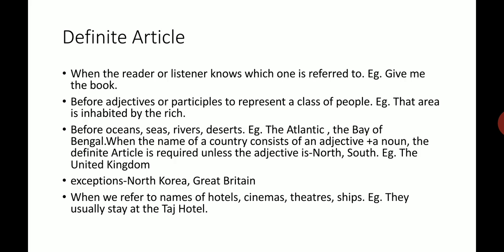Now there are exceptions to this. For example, we never say the North Korea, but it is North Korea, Great Britain, New Zealand, and so on. Now countries with one word names take the definite article, children. For example, the Lebanon, the Congo, the Netherlands, and also the North Pole, the South Pole. When we refer to names of hotels, cinemas, theatres, ships, for example, they usually stay at the Taj Hotel.